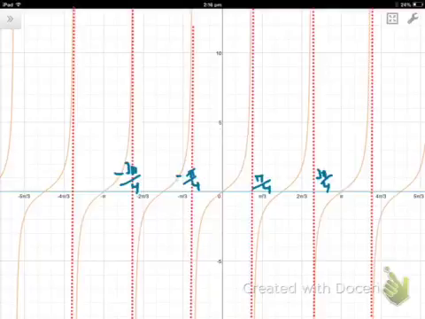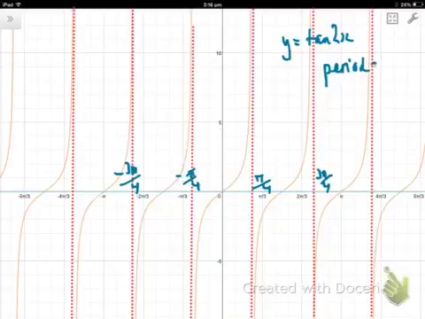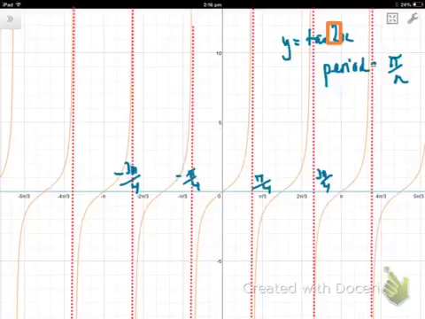Alright. This is now the graph of, and I didn't write this down, but it's y equals tan 2x. Okay, this time the coefficient has gone in front of the x. Mentioned before that the formula for period equals pi over n. So if we look here, our value of n, the number in front of the x, is 2. So the period equals pi on 2.